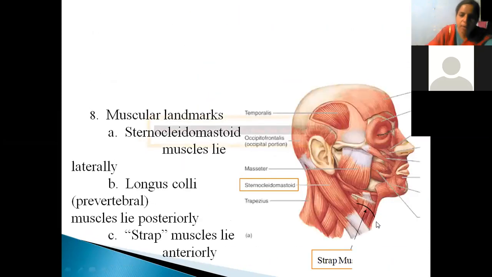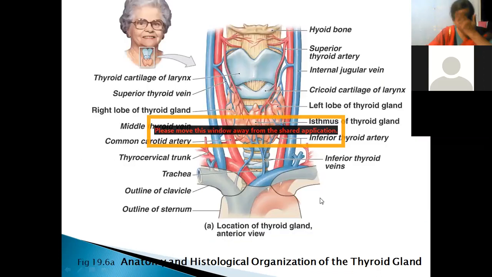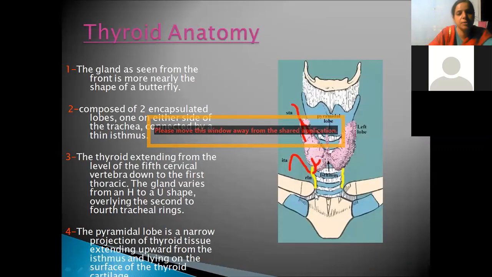See here, the thyroid gland is not seen because all the muscles are intact. The muscle you are seeing on the side is the sternocleidomastoid. Here in the neck region, we have sternothyroid, sternohyoid, omohyoid, and geniohyoid. Certain muscles are there in the neck region, and they are actually forming the anterior relations.